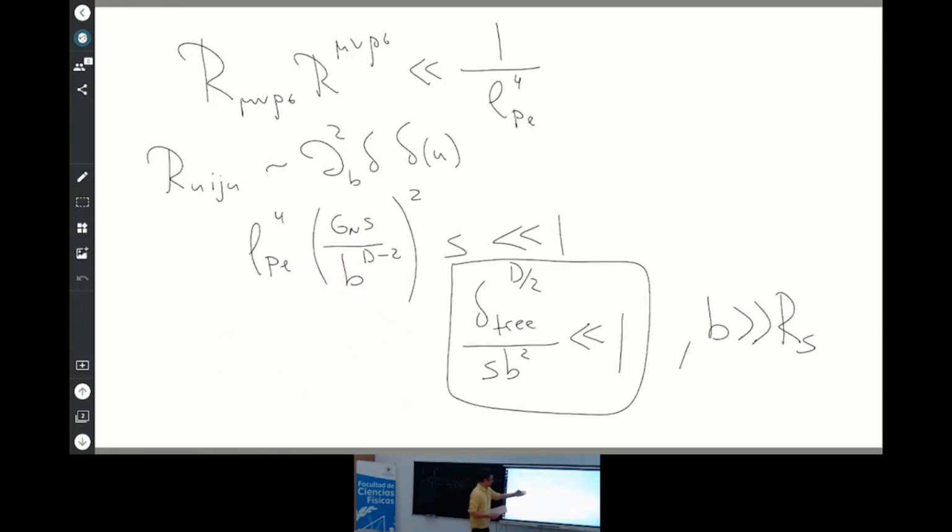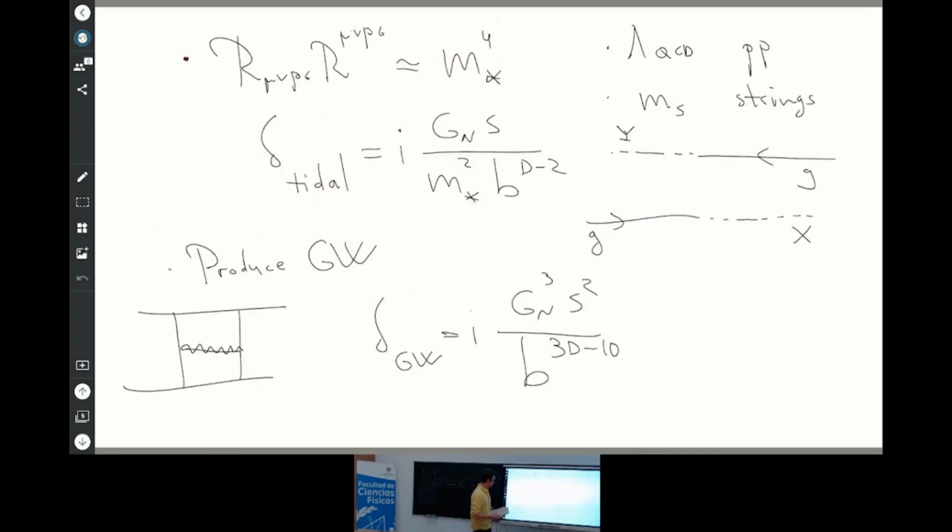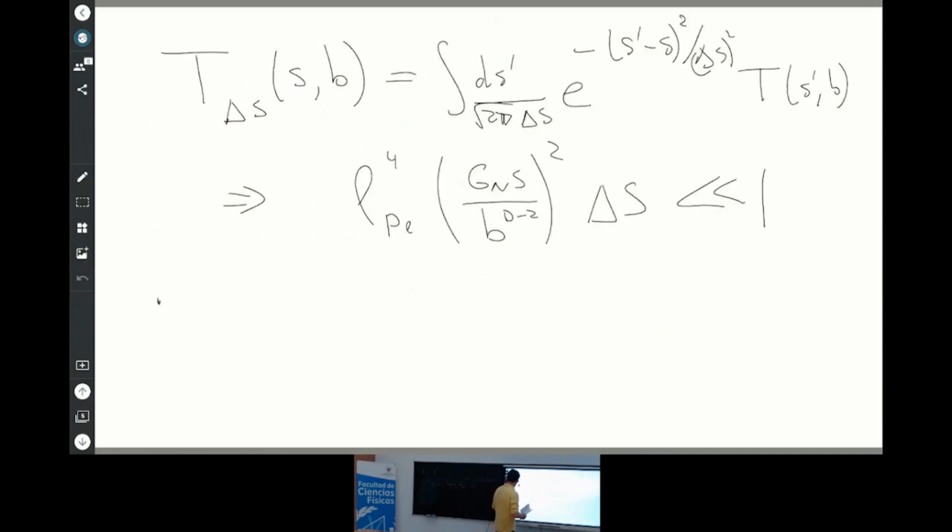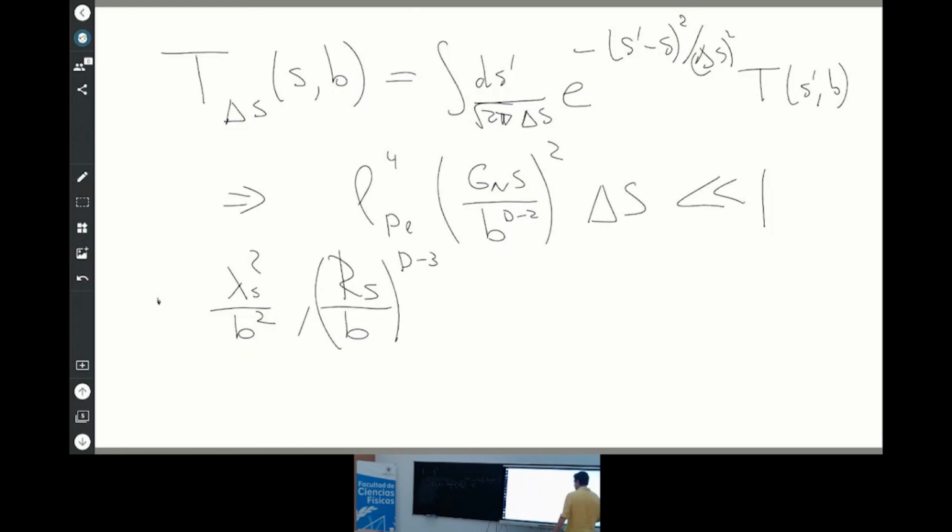You need to change the phase shift, but all corrections organize as you expect them to. They organize as corrections in the string scale, so you can have corrections of the type, say, lambda string square over b square, which will correspond to tidal excitations, and you can have corrections R Schwarzschild over b to the power d minus 3. But otherwise this is the right picture. We can describe the scattering with this phase shift operator with these corrections.